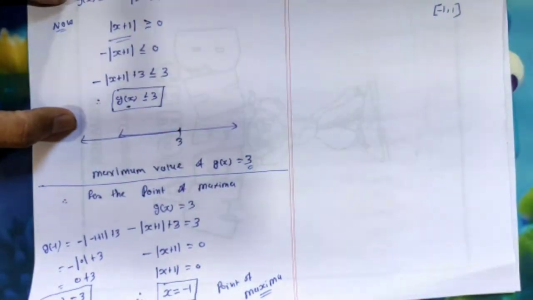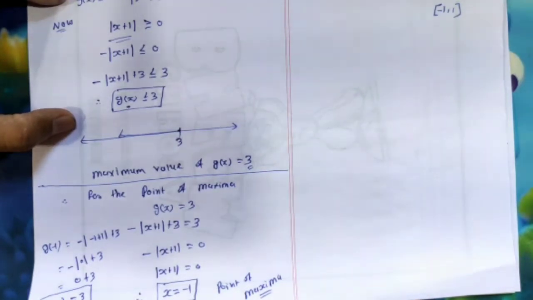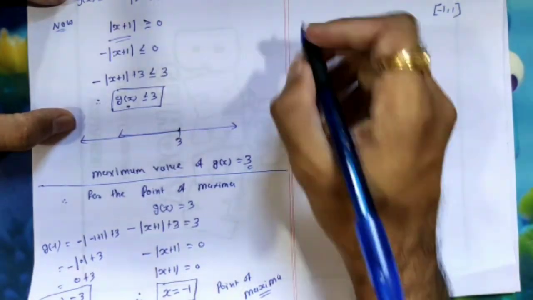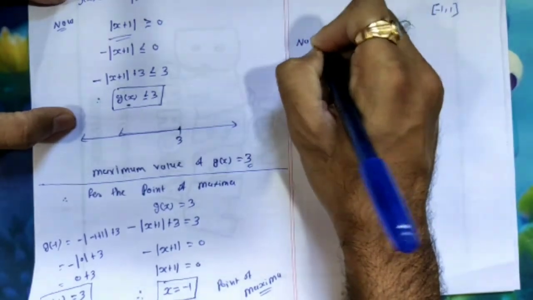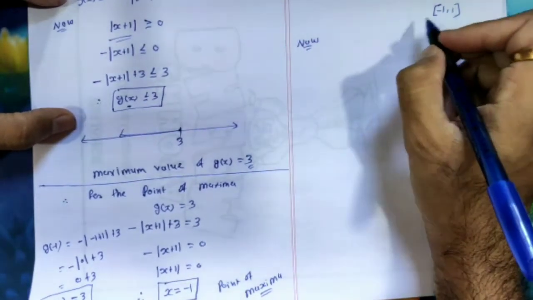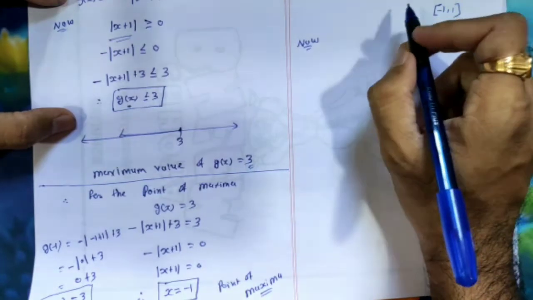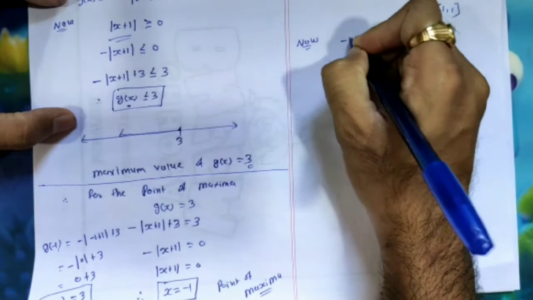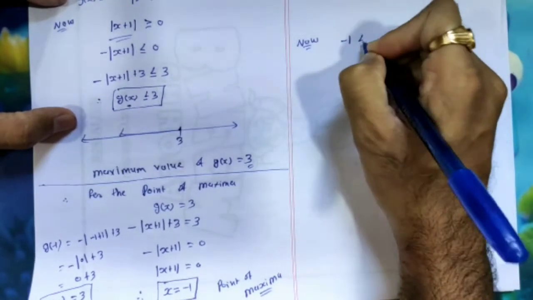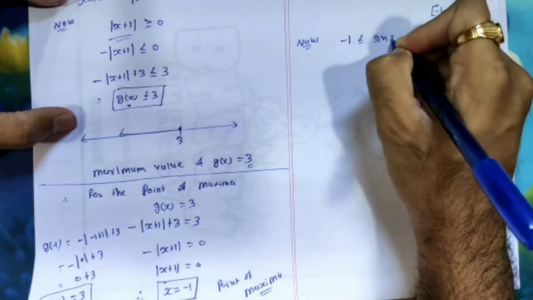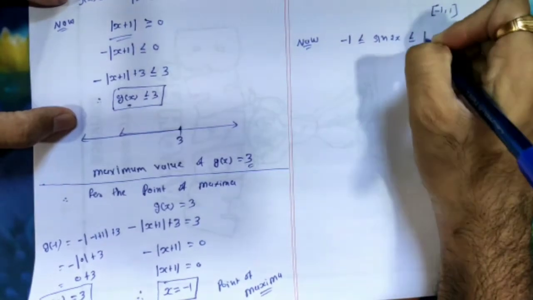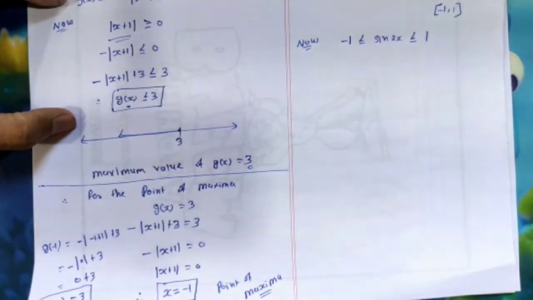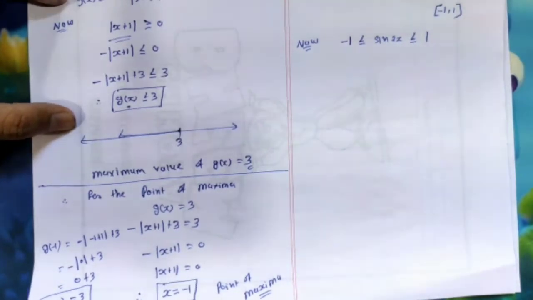Take any sine, 2x, 3x, 4x, whatever sine you take, the range of that sine function will be minus 1 to 1. So by using the property of the sine function, we can say that the value of any sine function lies between minus 1 to 1. So we can write minus 1 less than or equal to sin 2x less than or equal to 1. Clear? The value of this sin 2x will always lie between minus 1 to 1.